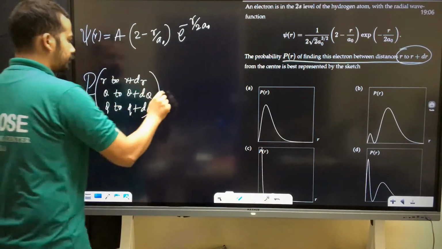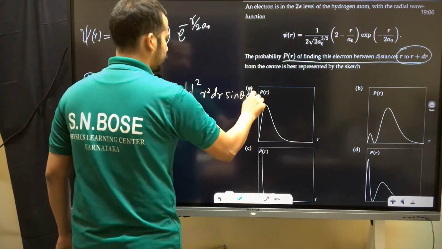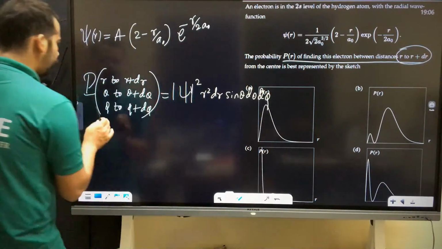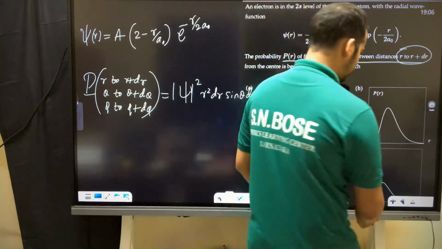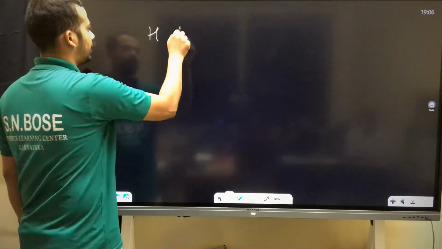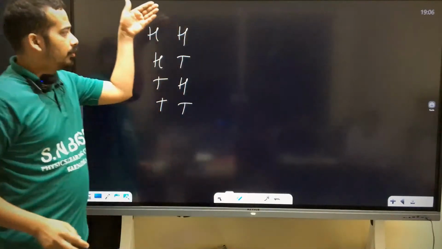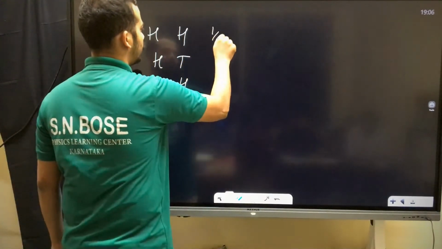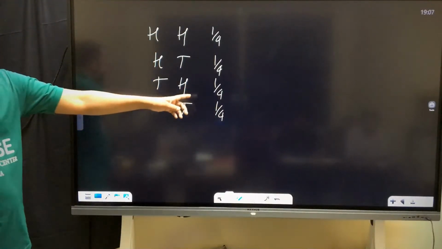What is this one? Mod psi square into r square dr sine theta d theta d phi. Am I right? So now look here. If you want to make it irrespective of theta and phi, you will understand in probability theory. Suppose you toss two coins. We write the sample space: head-head, head-tail, tail-head, tail-tail. So there are 4 elements in the sample space, and they are all equally likely. Each of them has 1/4 probability. I hope you can guess this one.